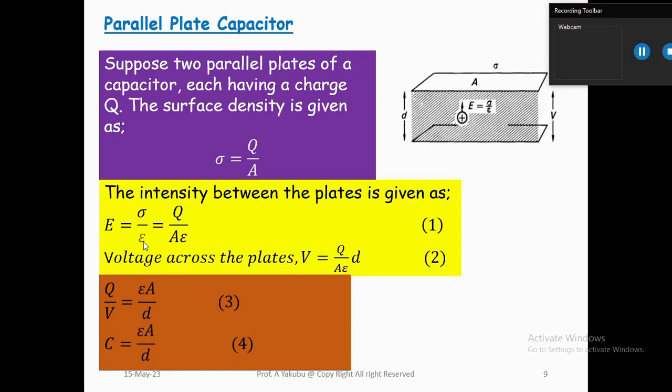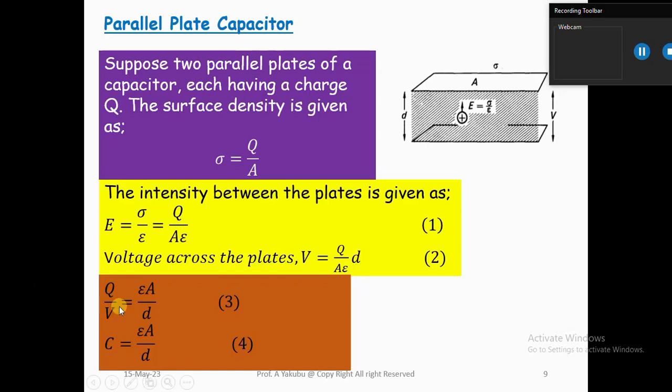And then bring the value of surface density into this equation. You are going to get charge over area. So the electric field intensity for a parallel plate capacitor is charge divided by area times permittivity. While the voltage across the plates will be, voltage is equal to what?